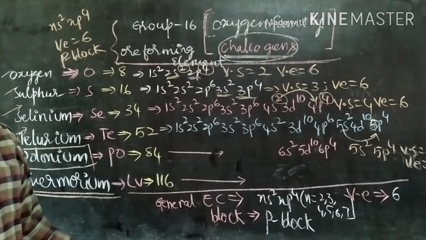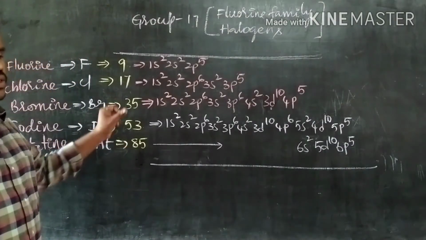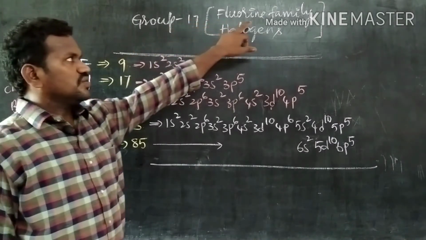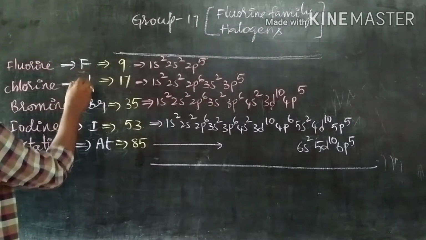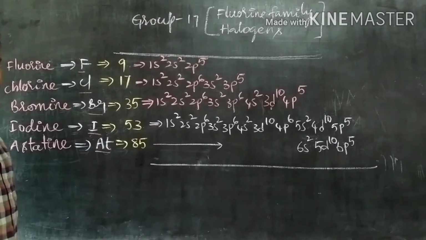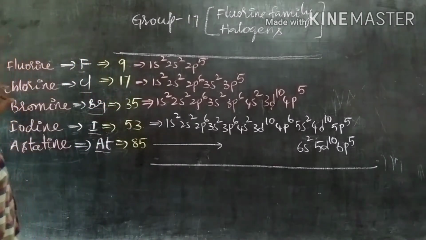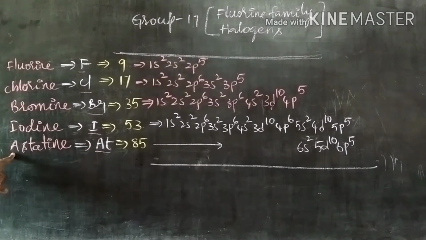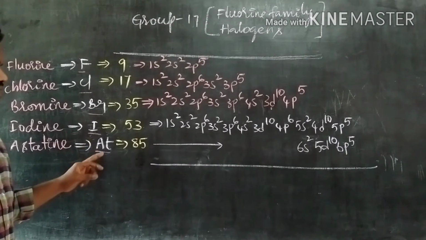Now let us discuss group 17 elements. Students, this group 17 is called the fluorine family or halogens. Why? Because the compounds formed are called halides. The elements are fluorine, chlorine, bromine, iodine, astatine. Their symbols are F, Cl, Br, I, At.